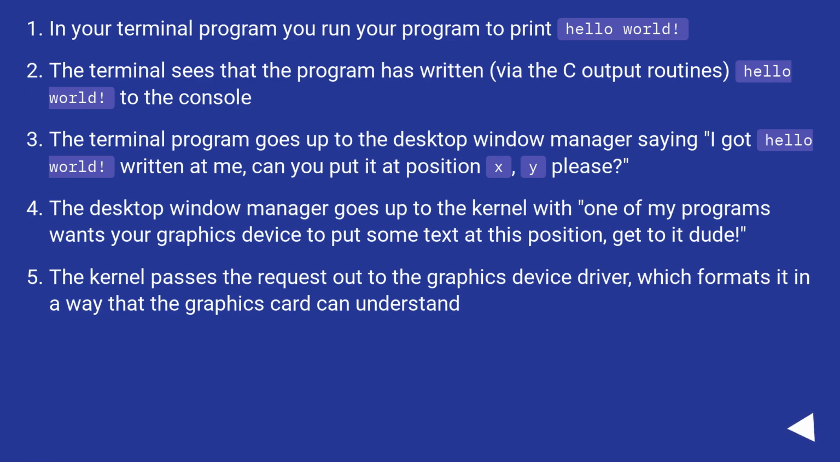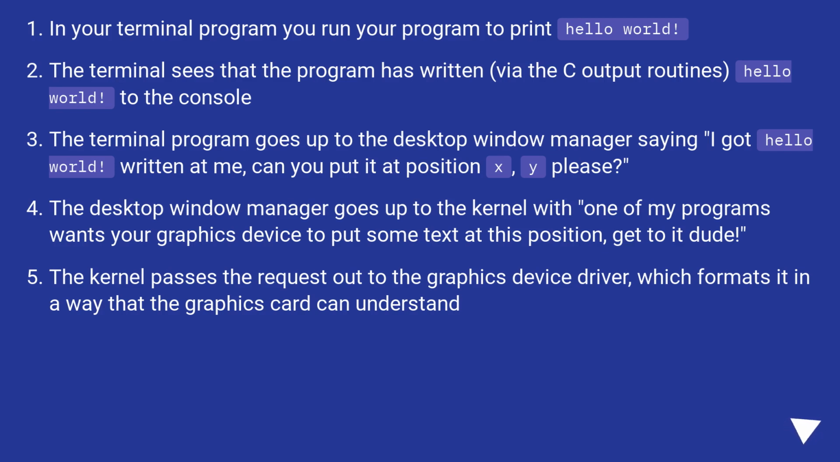In your terminal program, you run your program to print "Hello World." The terminal sees that the program has written, via the C output routines, "Hello World" to the console. The terminal program goes up to the desktop window manager saying, "I got "Hello World" written at me, can you put it at position X, Y please?" The desktop window manager goes up to the kernel with "One of my programs wants your graphics device to put some text at this position, get to it dude."